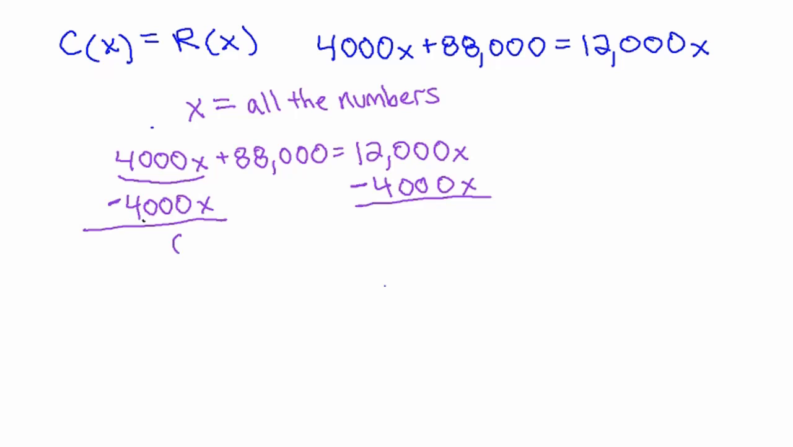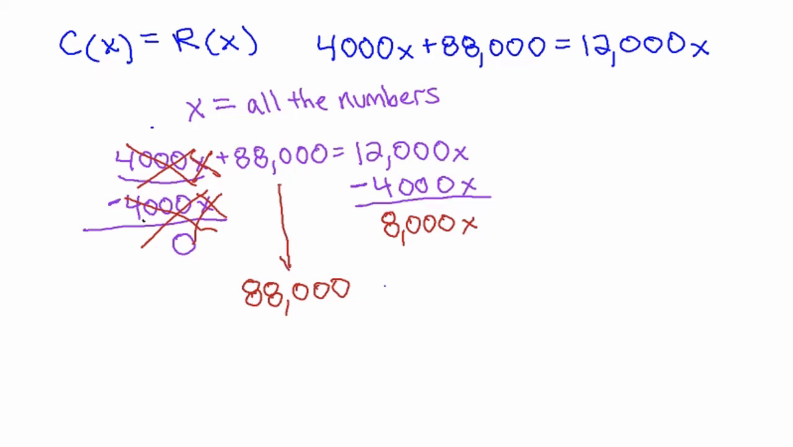So this ends up being 0. So this cancels out. This cancels each other out. So now we don't have a 4,000x. And then this 12,000x minus 4,000x is 8,000x. So now we have a new problem. We have 88,000, and I just brought that down from there, equals 8,000x.